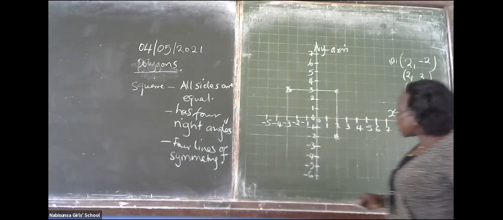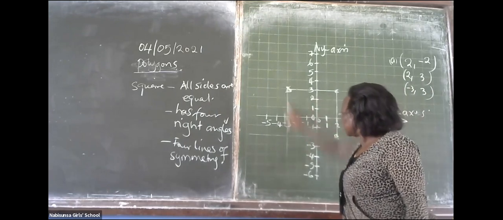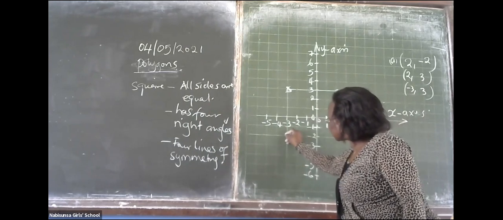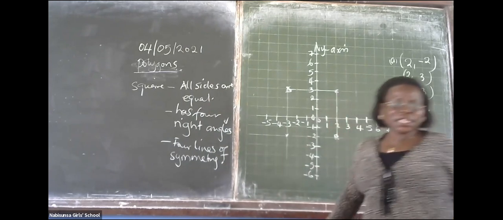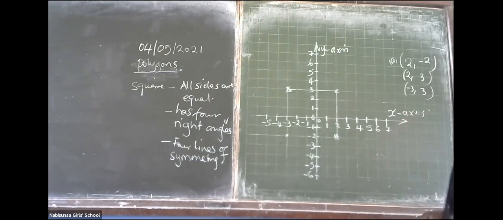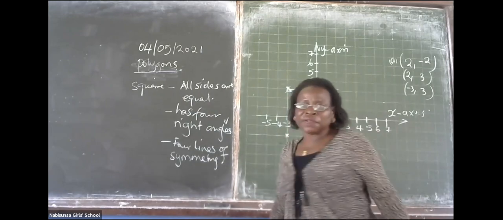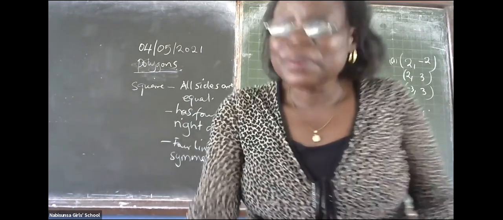So where is our point? We have this line and this line. They are intersecting at this point. Do you think that is the position of the missing point? Yes. Now, if this is the position of the missing point, what are the coordinates of that missing point?